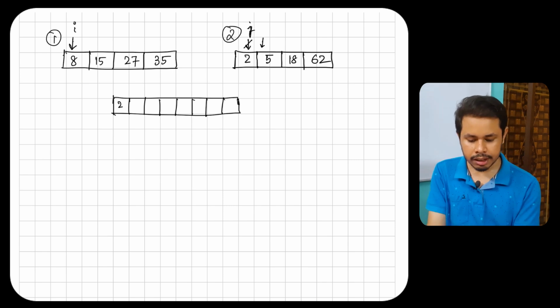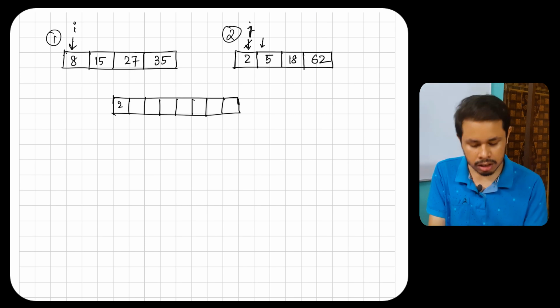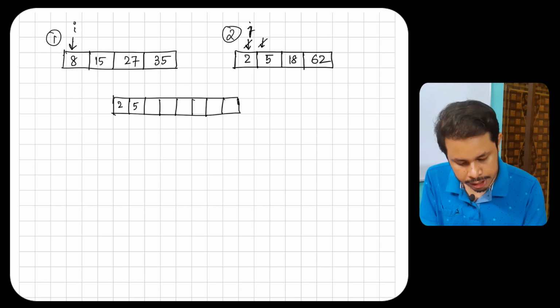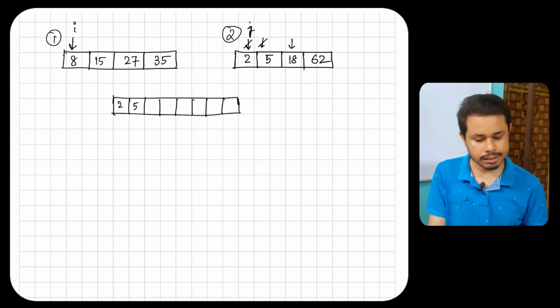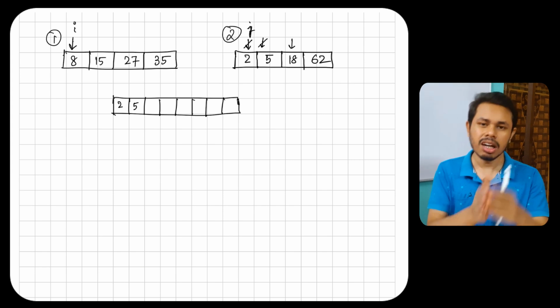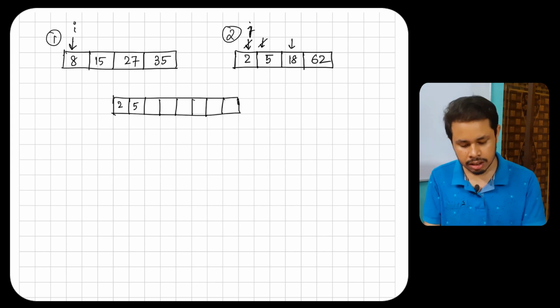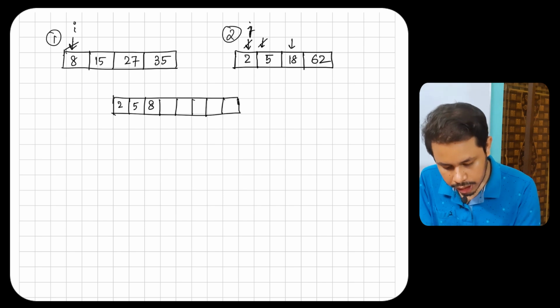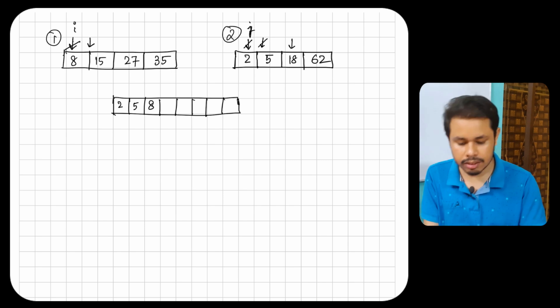Now we compare 8 with 5, which is smaller? 5 is smaller, and I increment the j pointer to this place, right? Now 8 is smaller or 18 is smaller? 8 is smaller. So I write 8 here. I just increase our I pointer.